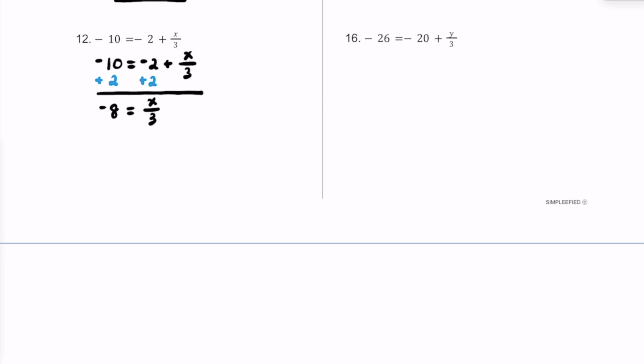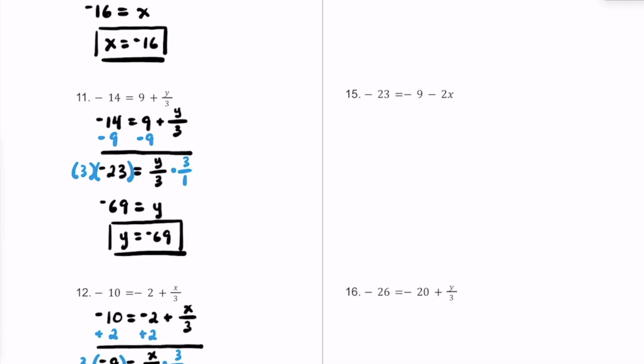Now, to get x alone here, we get a coefficient of 1. Let's go ahead and multiply the right side by 3, or 3 over 1. And on the left side, let's multiply this by 3 as well. So 3 times negative 8 is going to be negative 24 along the left side. And on the right side, these 3 over 3 is just going to be 1x, or just x. So we can just say here that x is going to be equal to negative 24.